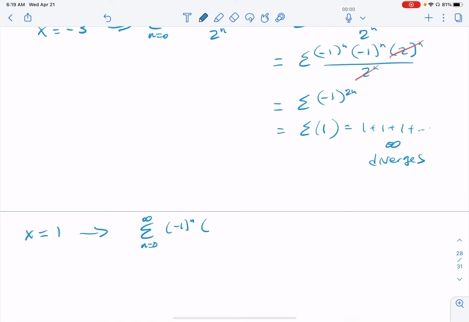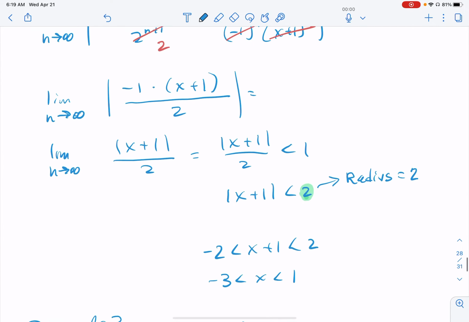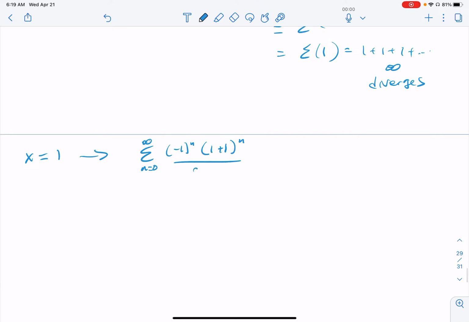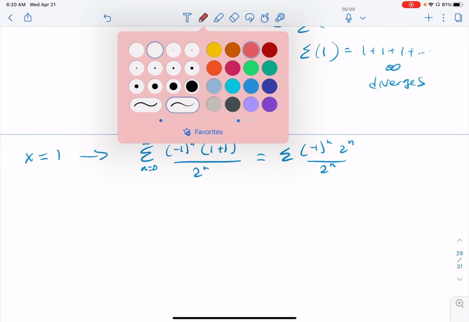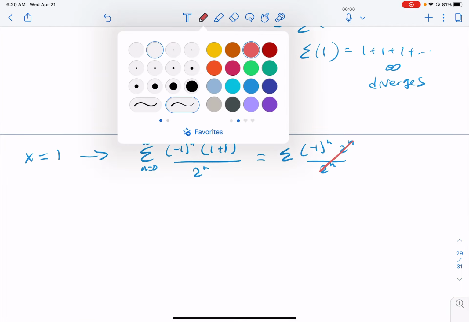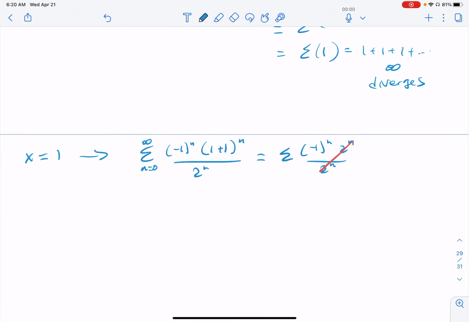-1 to the n. We have 1 plus 1 to the nth power over 2 to the nth power, is that right? I don't remember. Yeah. And it looks like the same kind of thing is going to happen, almost, right? Because we have now the sum of -1 to the nth. 1 plus 1 makes that 2 to the nth over 2 to the nth. These guys cancel out, and you are just having -1 to the 0 power, so you get 1 minus 1 plus 1 minus 1, which diverges.